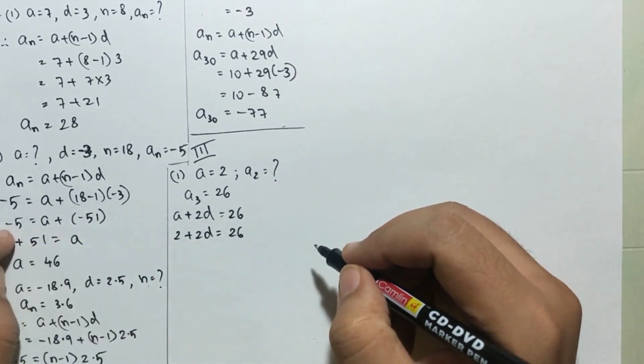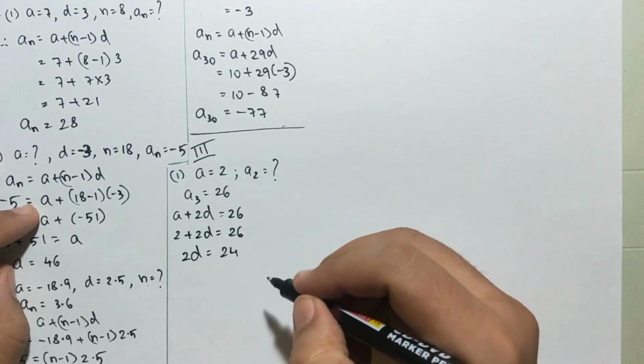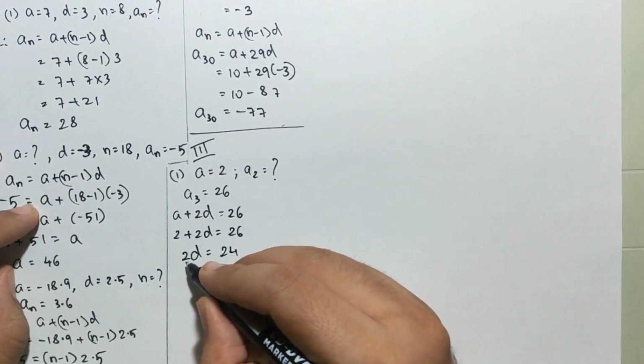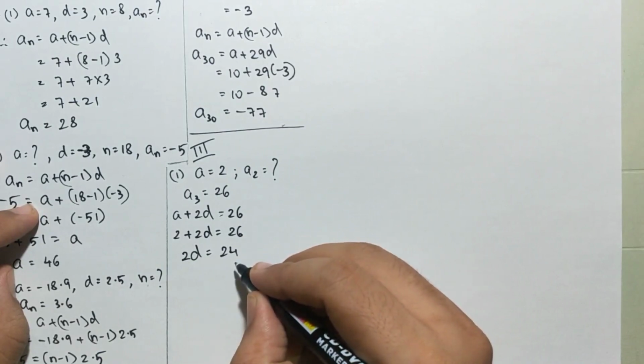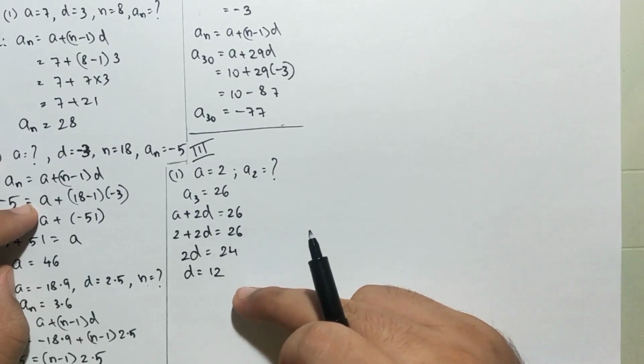This 2 will go to the right hand side and get subtracted. So 2D equals 24. This 2 is getting multiplied with D, so it will go to the right hand side and get divided. So D will be equal to 12. We got the common difference.